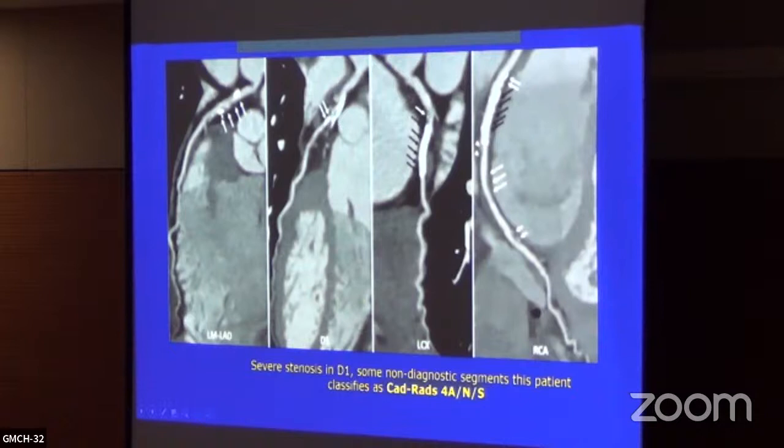There is a mixed plaque with calcified lesions in the LAD, which were non-diagnostic. Then there was a stent, which again was non-diagnostic. RCA did not have any significant disease. So this was CADRADS 4A, non-diagnostic with stent. But as you can see, there is multi-vessel involvement. So your description also has to be there, has to precede this CADRADS classification.